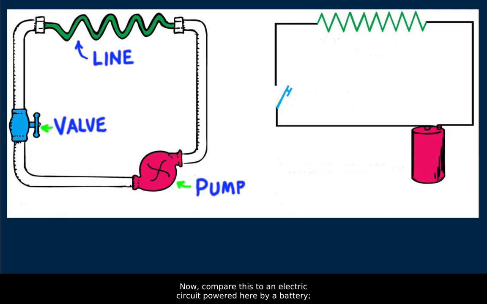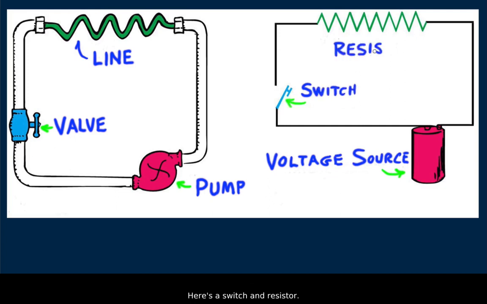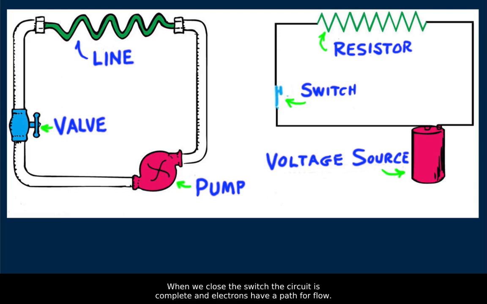Now compare this to an electric circuit, powered here by a battery, a sort of electron pump, more precisely, a voltage source. Here's a switch and resistor. The zigzag symbol is for the resistance of the device that dissipates electric energy, say a light bulb. When we close the switch, the circuit is complete and electrons have a path for flow.